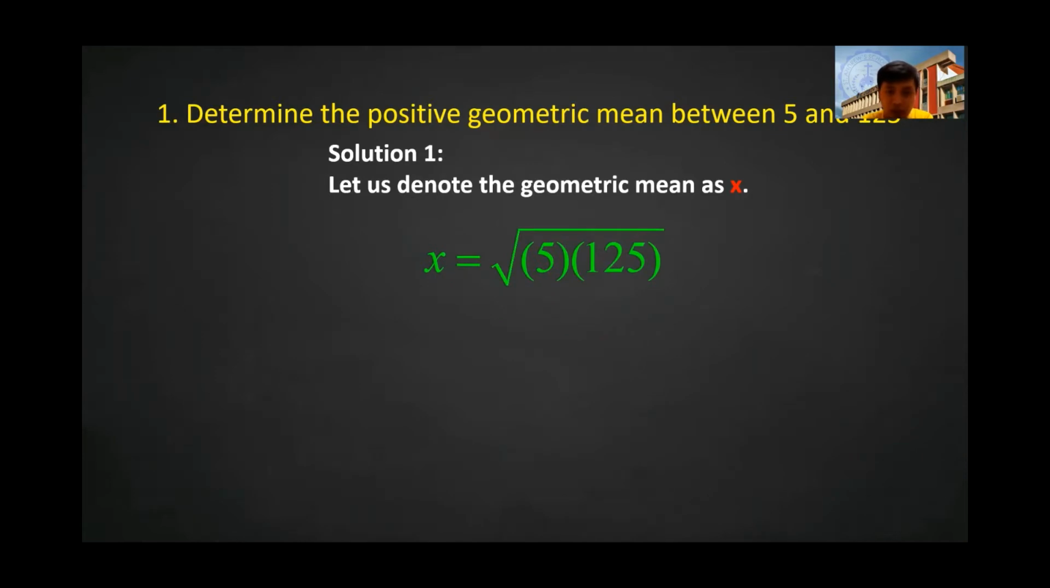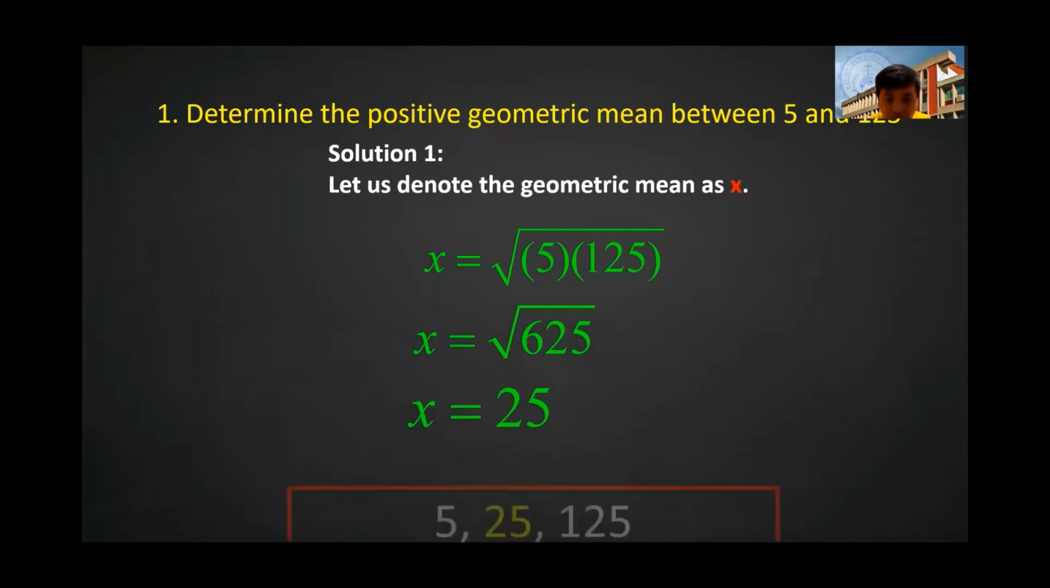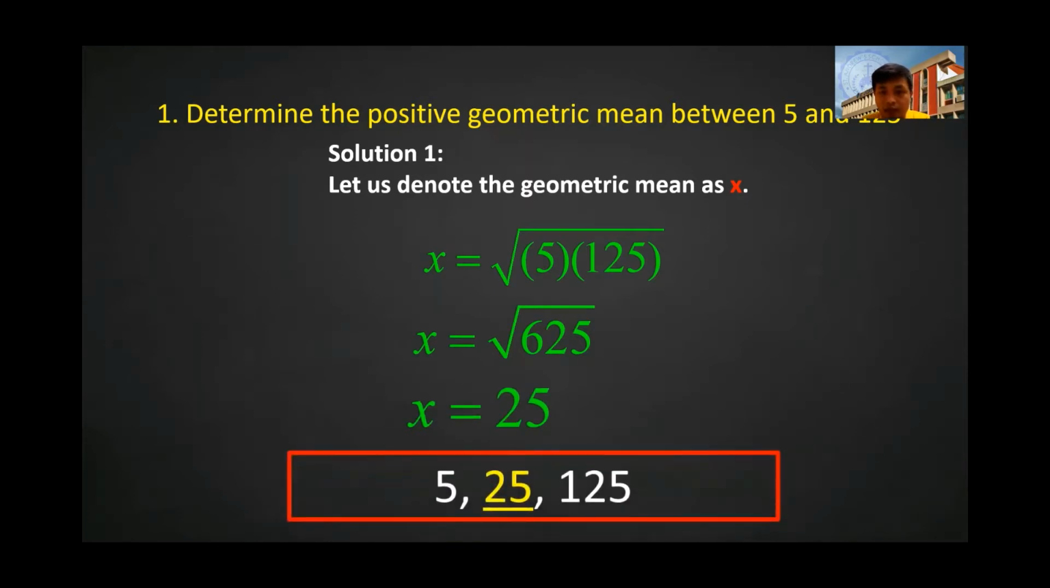By using the formula x is equal to the square root of ab, meaning the first number and the second number, we have to multiply that and take the square root. So 5 times 125, and then the square root of that. Simplifying, we have 625, and the square root is 25. Therefore, our geometric mean, or the number between 5 and 125, is 25. So that's how simply we find the geometric mean between two positive numbers.